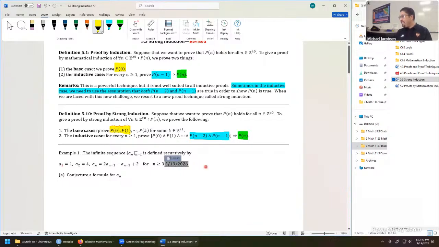And I'm not too sure what happened here. I think I hit something that put in a date automatically. Just noticed that. Sorry for that distraction there.